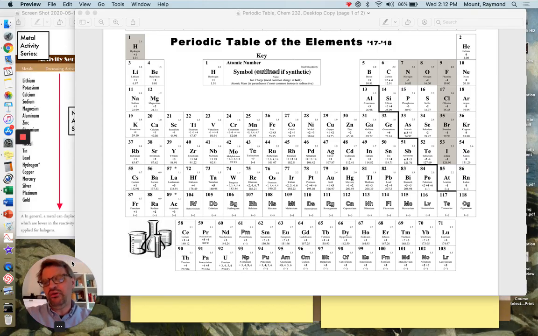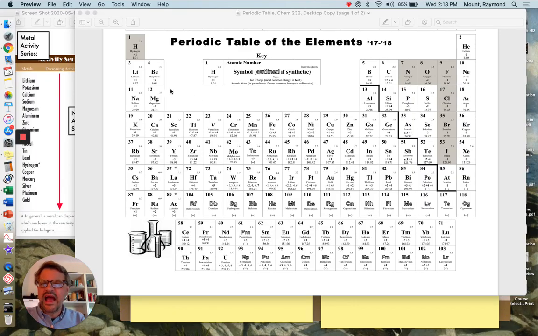With a single replacement again, you have a reaction between a compound and a single element. And the element may replace another element in that compound during the reaction. Now there's one other piece that wasn't mentioned in the first video that comes into play with single replacement reactions, and that's what's known as the activity series.